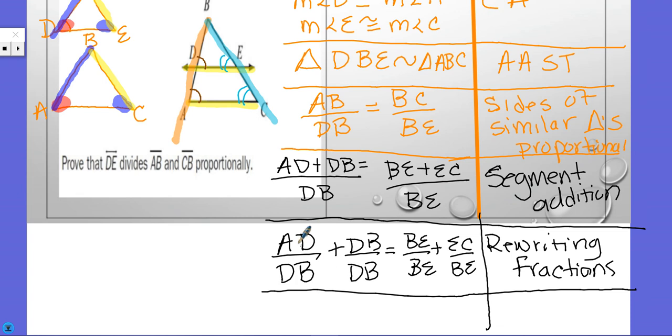All right, and then from there, if you look, I can't simplify this, so I'm just going to write it back. And here, this reduces to 1. And here, this reduces to 1. And if you look here, I can't simplify that. And this is simplifying fractions.